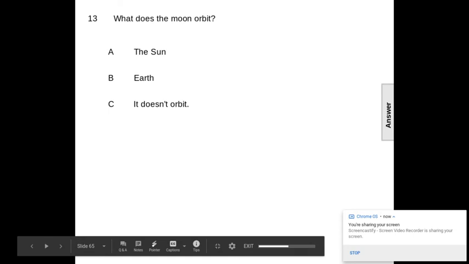We left off on question 13. What does the moon orbit? Does the moon orbit the sun, the earth, or it doesn't orbit? And you're going to pick B, the earth.